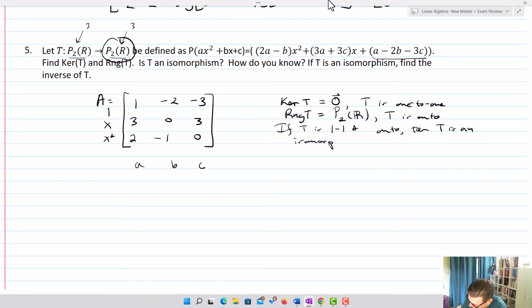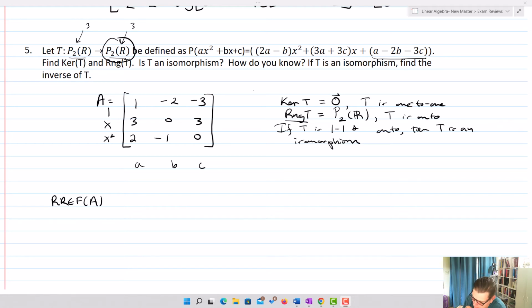Okay, so just as a reminder, that's what we need. So I'm going to go in here, and in order to find the kernel of T, I'm going to find the null space of A. So I'm going to find the RREF of A. I'm going to need to use that too, because the range of T is going to be the column space of A as well.